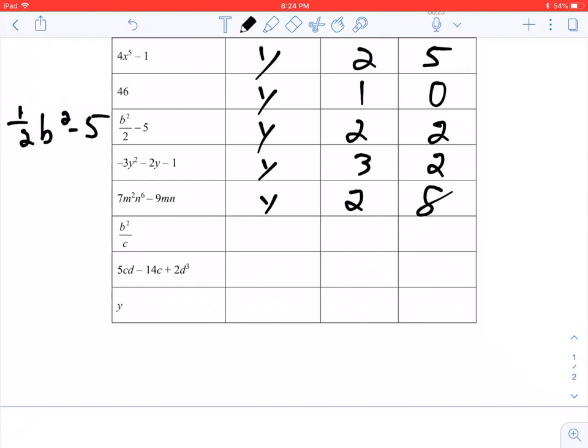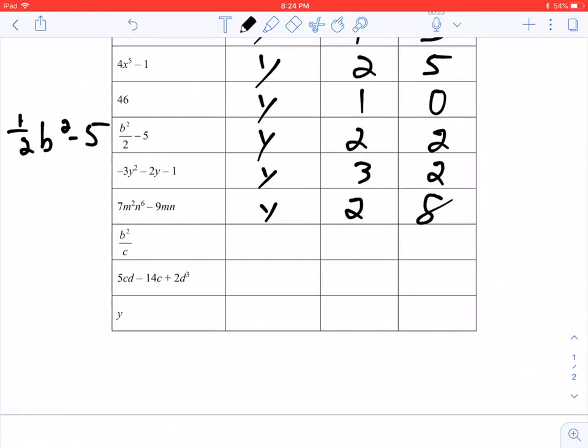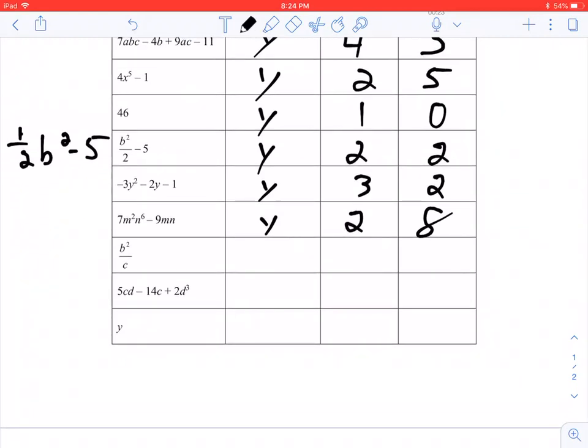All right, moving on. The next one, hopefully you got this one, is no. And the reason why it's no is there is a C on the bottom. There are not allowed to be variables on the bottoms of fractions in order for things to be polynomials. So this is not a polynomial. There is only one term, but there is no degree because it's not a polynomial.